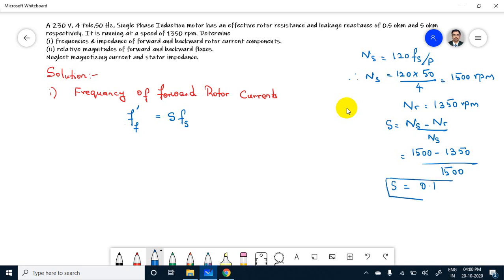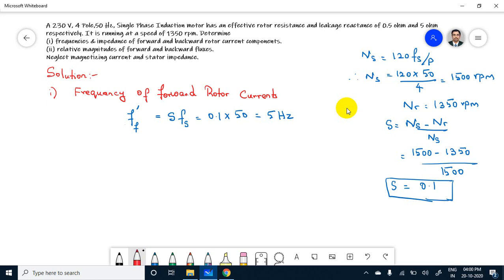Okay, this is slip 0.1. Now substitute this value: 0.1 into Fs. How much? The supply frequency is 50, so it is 5 Hertz.